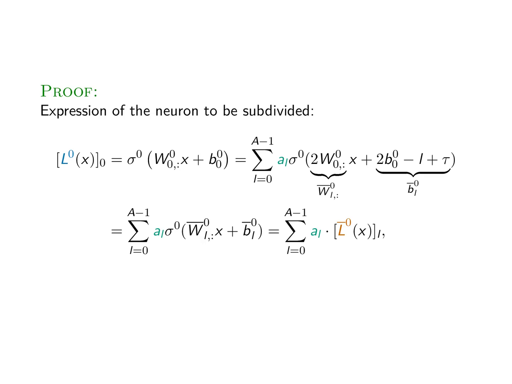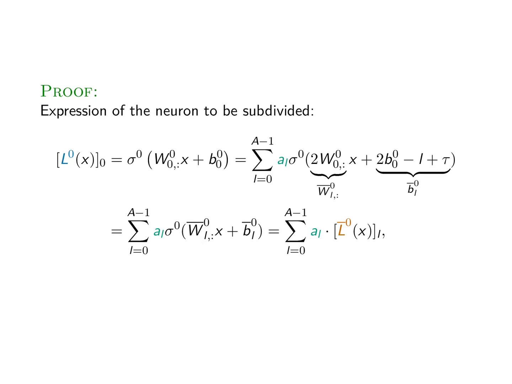Let's start by writing the layer operator L0. To make this simple, suppose that the neuron you want to split into several ones is the first one, so it's L0,0. The definition of this is the one you see here, is sigma 0 applied to the first row of W0 multiplied by X plus B00, the bias.